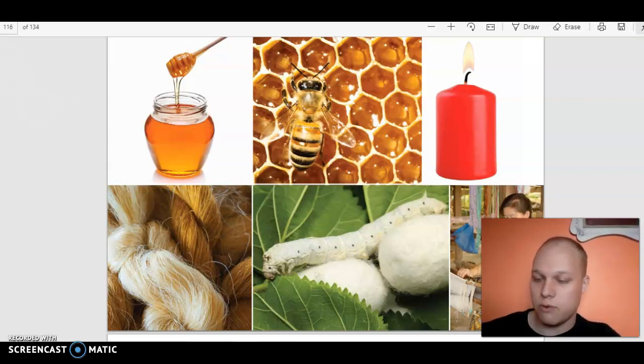Insects are also responsible for many products that humans use. What product does the honeybee give us? Honey. They also give us beeswax, used to make wood polishes and candles, and even lipsticks. So did you guys know that honeybees can actually give you lipstick?